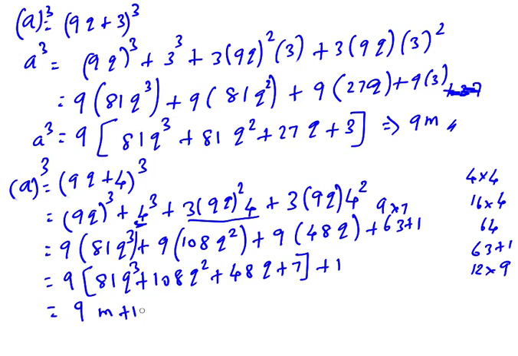So likewise we need to prove all the conditions. So every case we can prove either in the form of 9m plus 1 or 9m plus 8. So every cube of a positive integer can be written in the form of 9m plus 1 or 9m plus 8.